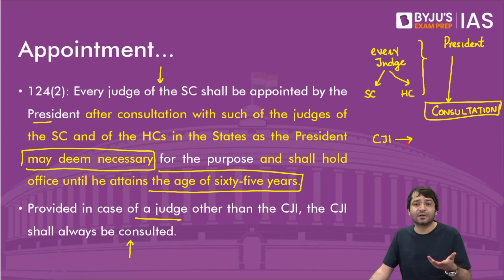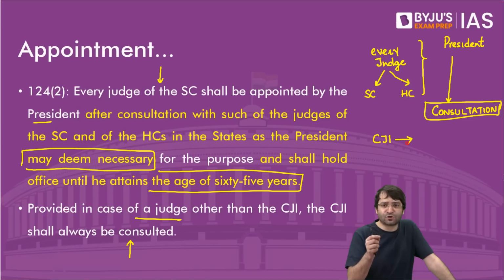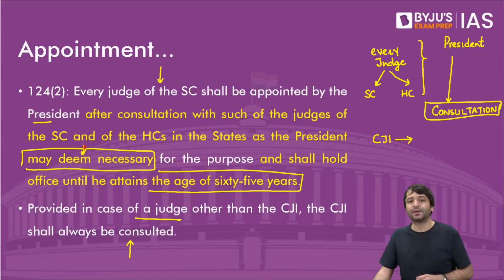Somebody would ask, but did you consult anybody? President will say, Constitution says, every judge of the Supreme Court and High Court shall be appointed by the president after consultation with such of the judges of the Supreme Court and High Court as he may deem necessary. President did not deem it necessary to consult anybody. So without consulting anybody, I appointed this person as the judge of the Supreme Court.